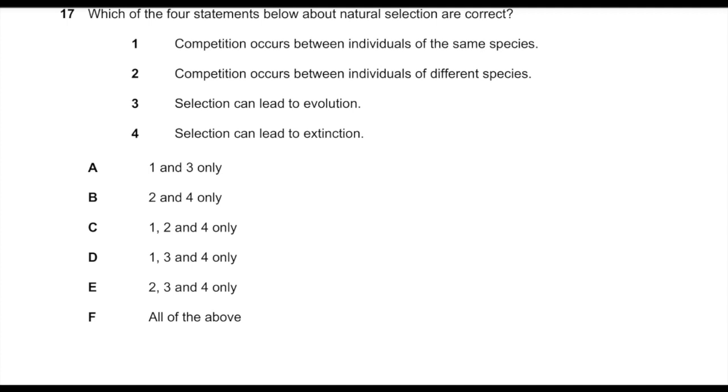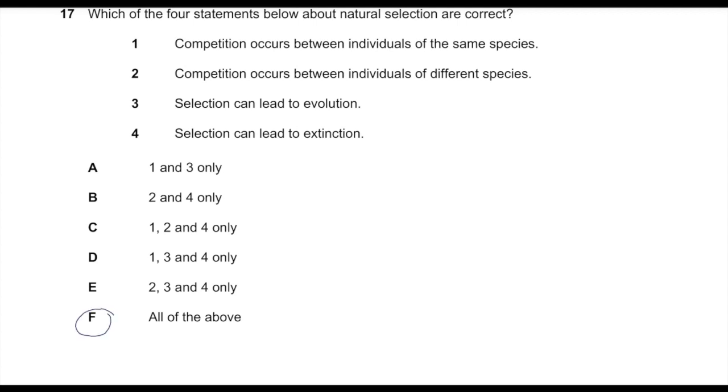Question number 17. Which of the 4 statements below about natural selection are correct? 1. Competition occurs between individuals of the same species. 2. Competition occurs between individuals of different species. 3. Selection can lead to evolution. 4. Selection can lead to extinction. I'm going to straight away say the answer because you guys should know the answer from GCSE biology. And the answer is F.